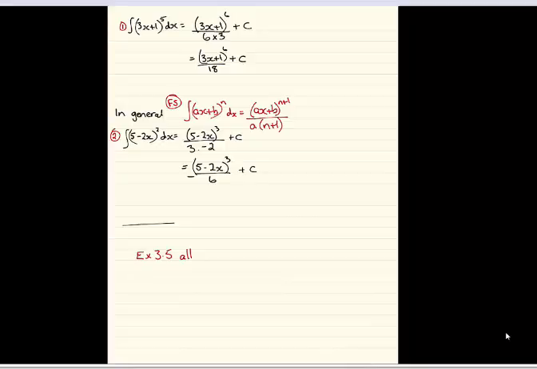Doesn't matter where you put the negative, you can put it in front, you can put it in front of the numerator, you can put it in front of the denominator. Hopefully by now we realise that they're all the same. Alright, I want you to have a go at exercise 3.5, and in this case I want you to do all of them. Okay, you need to be really, really confident at this stuff. Good luck, and I'll see you in class.